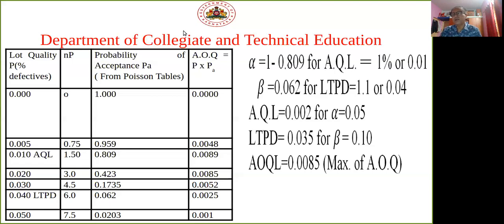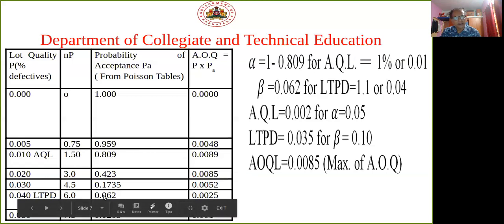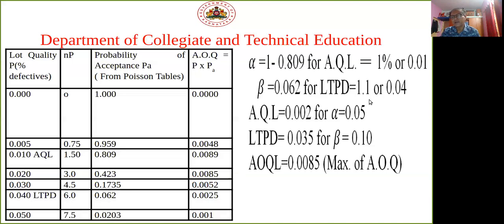Now here is some calculation. We can see this calculation. So 1 minus alpha is AQL at 1%. For the AQL 1%, it is 0.809. So 1 minus alpha is AQL and beta is equal to 0.06. You can see LTPD here, 0.062. So for LTPD, it is 4%.